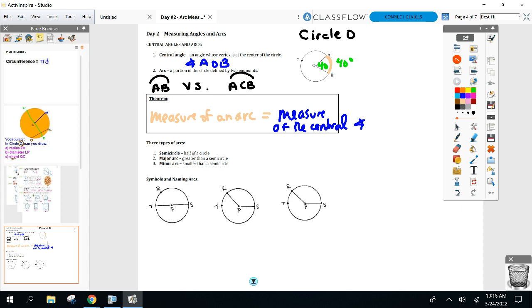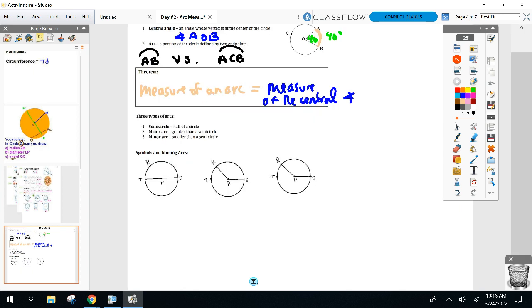All right, 3 special types of arcs I need you to worry about. Maybe some of you have heard this. Semicircle? Half the circle, so how many degrees then? 180 degrees, yep. Semicircle. Half an arc, half a circle.